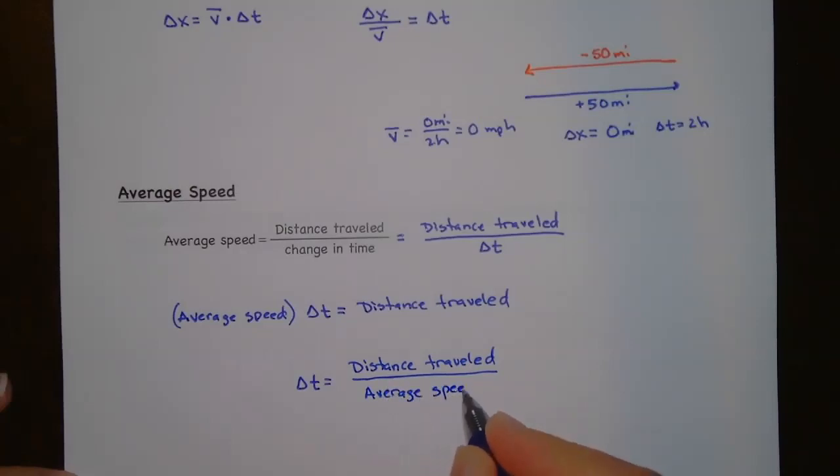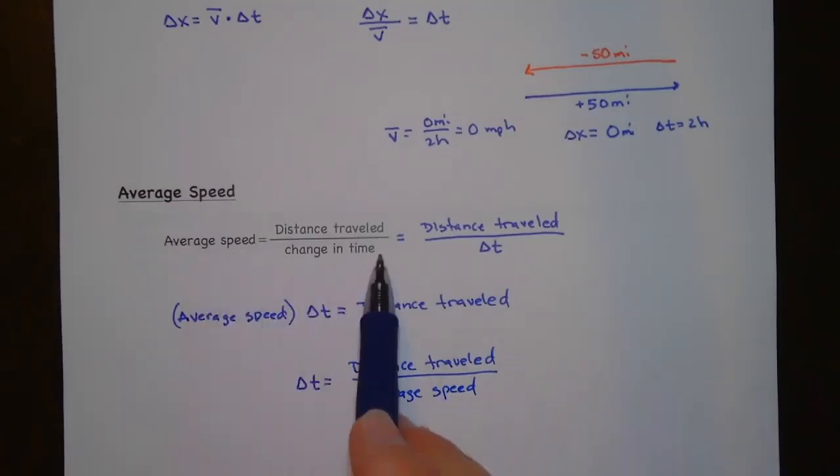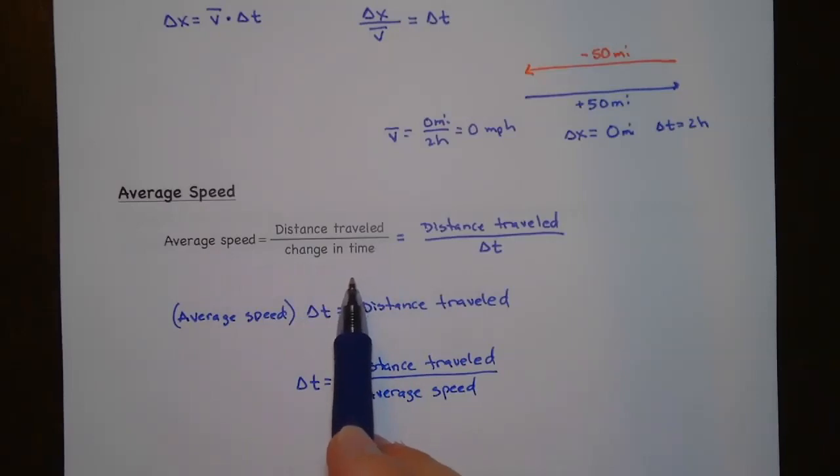Now, okay, please don't think, oh, I have to have all these memorized. No, no, no, no. I want you to know that the average speed is the distance traveled over the change in time. And I want you to know that average velocity is the displacement over the change in time, and then be able to manipulate that. I'll show you in the examples in just a minute.